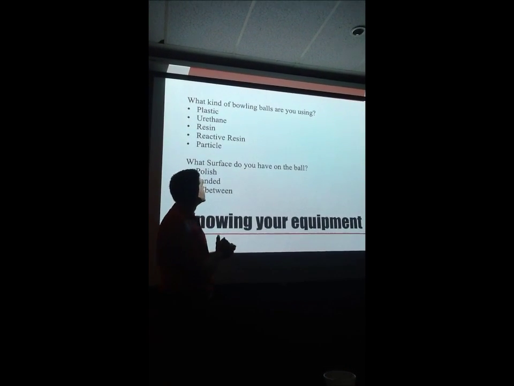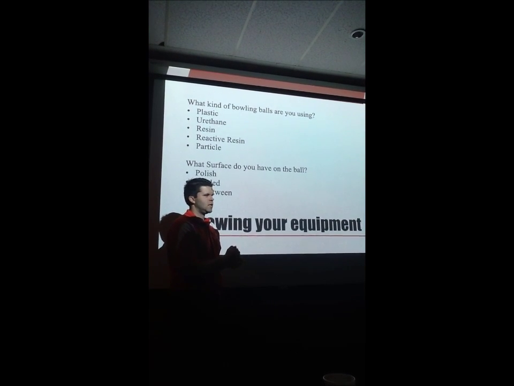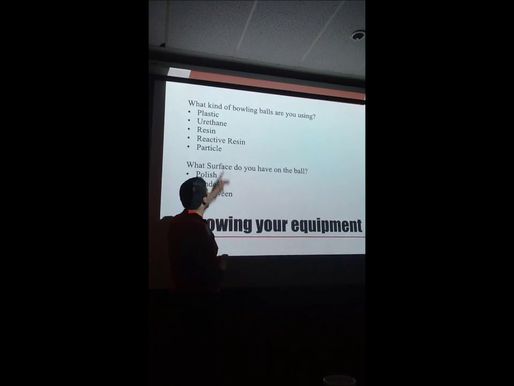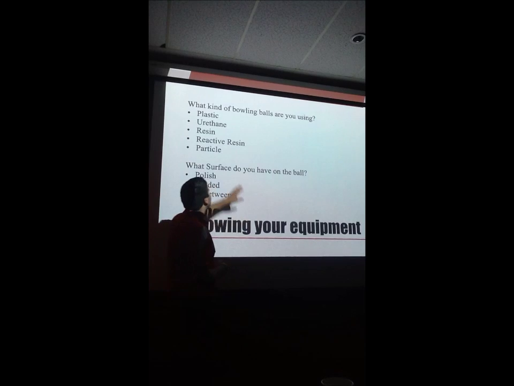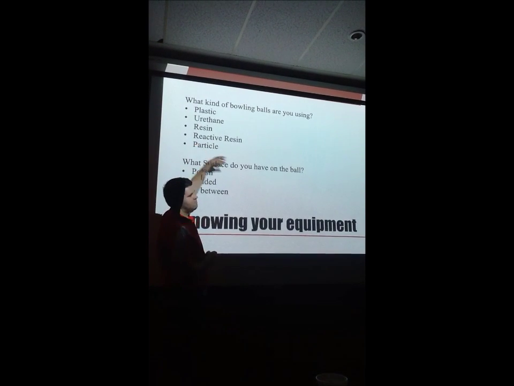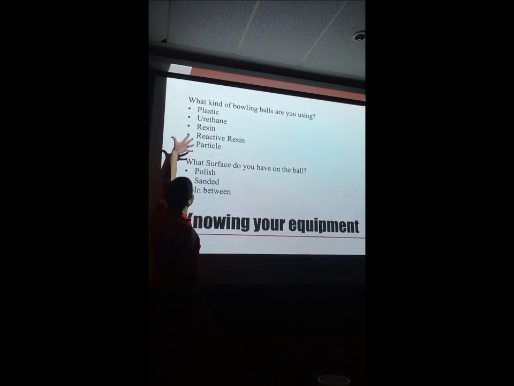Then there's reactive resin. Not too many people have reactive resin. Your Paradox is a reactive resin, but not very many bowling balls are. Then we have particle. Almost none of you have a particle bowling ball. You can almost take that one out. This is a kind of high density material that's going to make the ball hook a lot. So these are the 5 kinds of bowling balls you have.